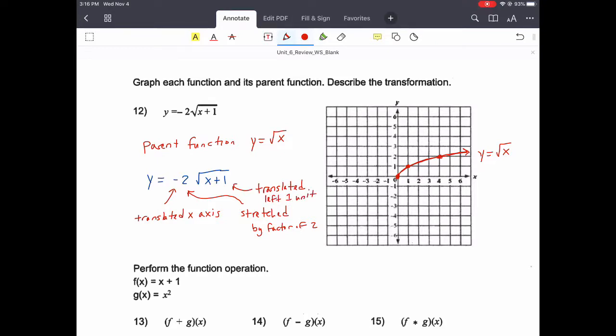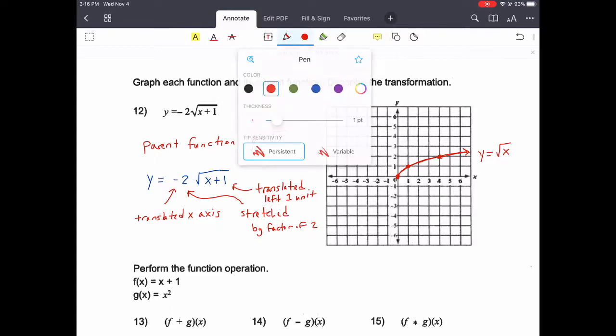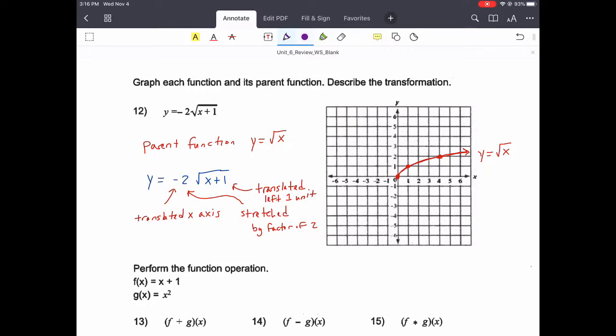And so we can put all these together in order to graph our new function. So I'm going to use purple. So here's our first point, and then our second point will be here. And so this is our graph, looks something like this.